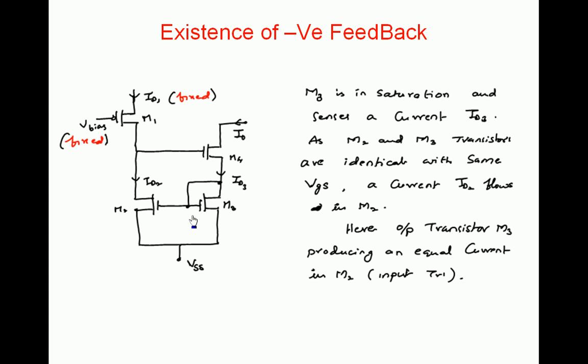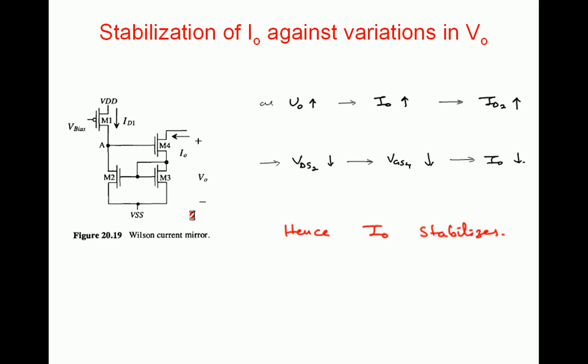So the same thing: M3 is in saturation and it senses a current ID3. Since M2 and M3 transistors are identical with the same VGS, a current ID2 flows in M2. Here the output transistor M3 produces an equal current in M2, which is nothing but feedback action.